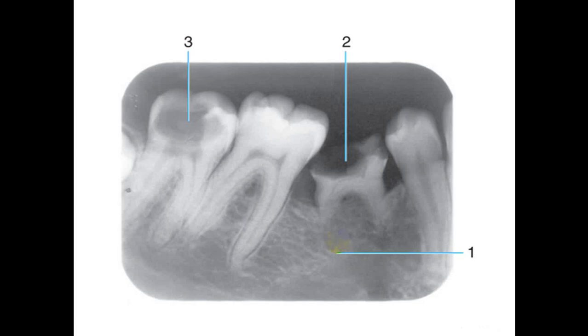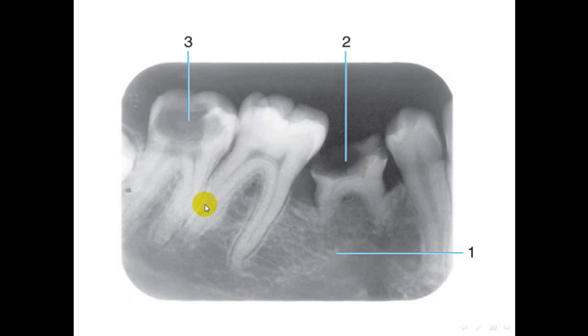A second premolar did not develop under this primary molar, and there is severe caries in the lower 7 and severe caries in the deciduous A.